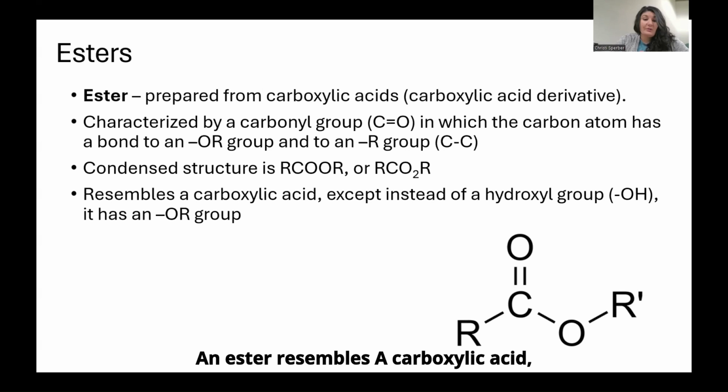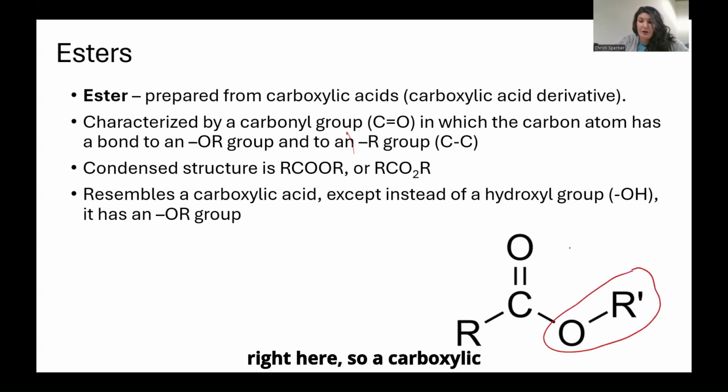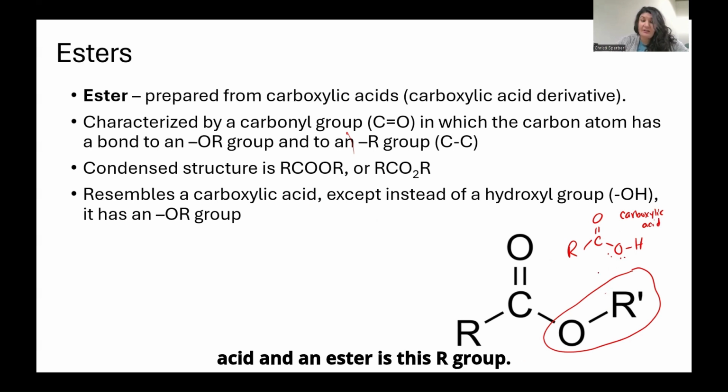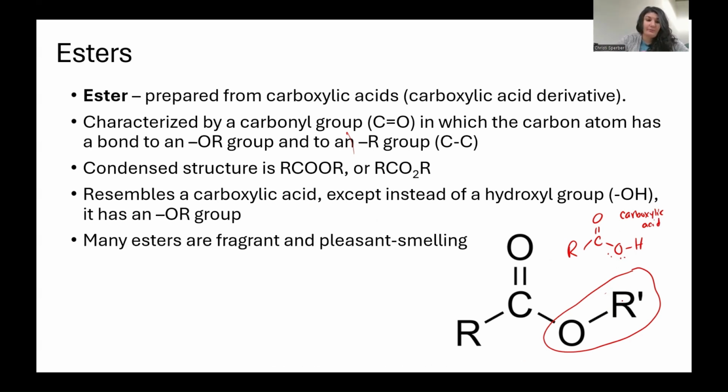An ester resembles a carboxylic acid, except instead of a hydroxyl group, so an OH group, it has an OR group right here. So a carboxylic acid looks like this. So this is a carboxylic acid. So the difference between a carboxylic acid and an ester is this R group.